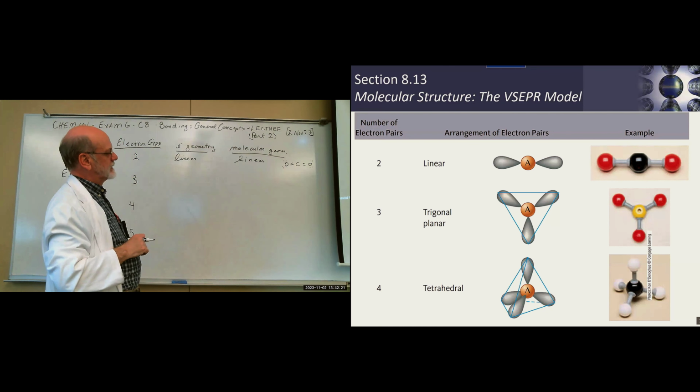I was trying to think of another example where we only have two atoms together. I can't think of a good one right offhand.